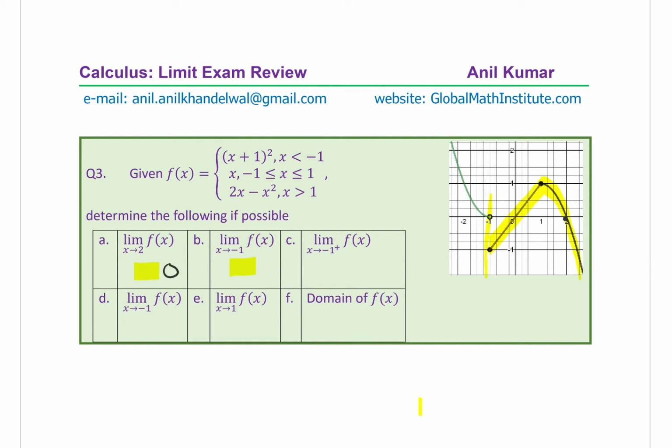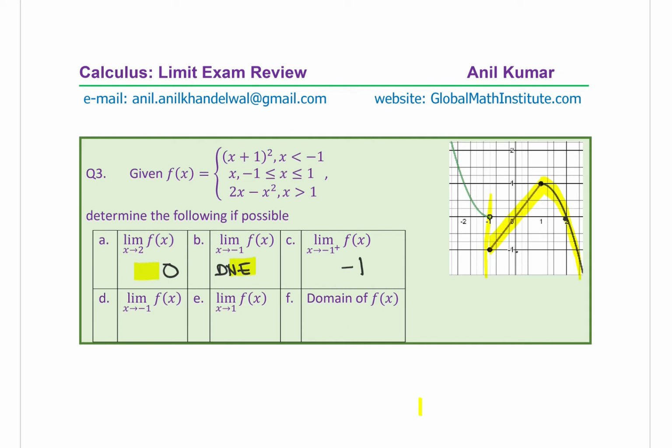So when you're approaching 2, you approach y value of 0. Minus 1. So minus 1 is right there and it does not exist since you see there is a jump discontinuity, right? So it does not exist. C. When you are approaching minus 1 from the right side. Minus 1 from the right side, you are approaching minus 1. D. F of x when x approaches minus 1. Now at minus 1, it does not exist.